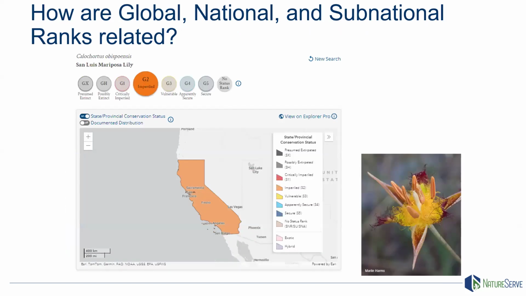Now that we have been introduced to the ranks and their definitions, let's look closer at how conservation status ranks are coordinated across geographic scales of assessment. Keep in mind that for any species or ecosystem, there is one global rank, but there could be multiple national or subnational assessments depending on its geographic range. Let's look at a state endemic. Because the species only occurs in one state, California, the subnational, national, and global ranks are the same. The state endemic is ranked S2, therefore the national rank is N2, and the global rank is G2.